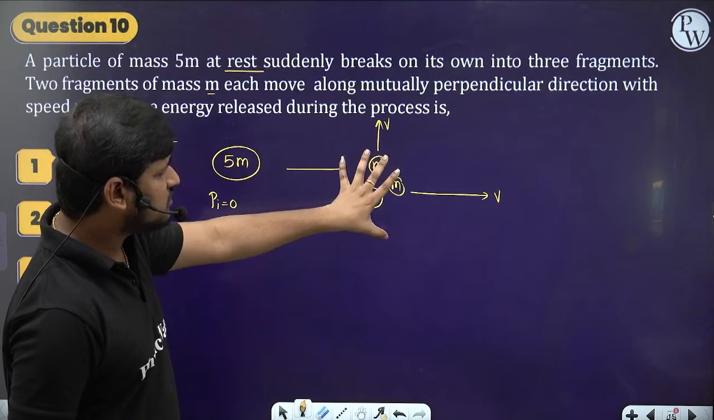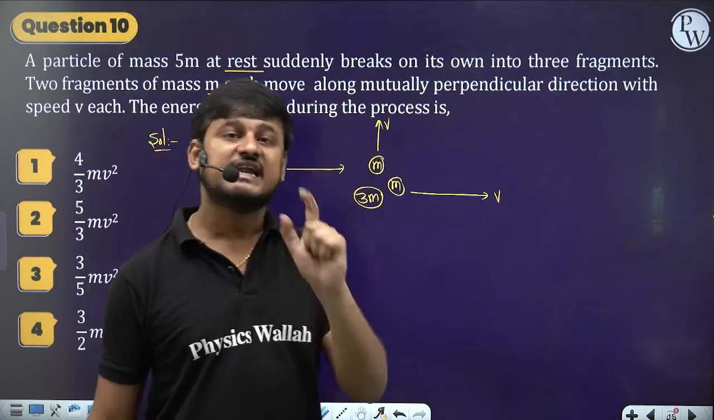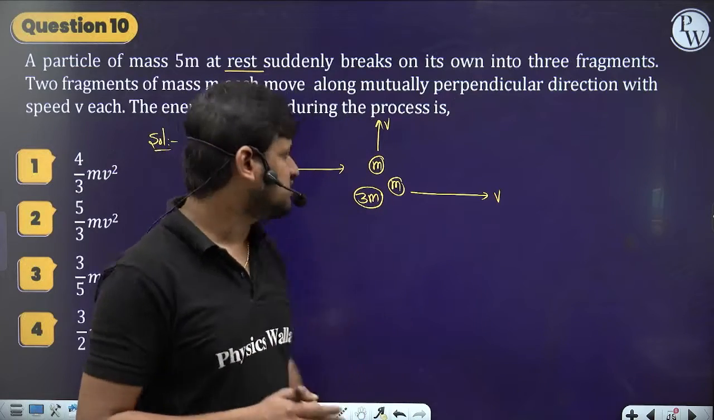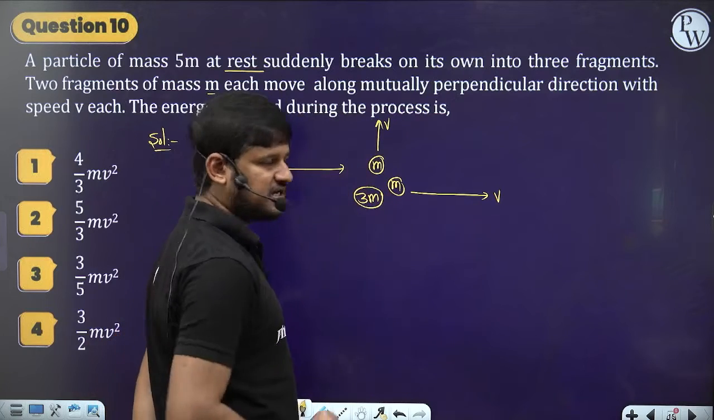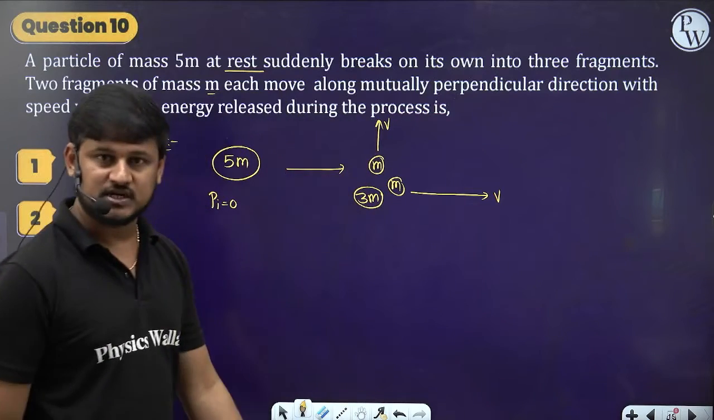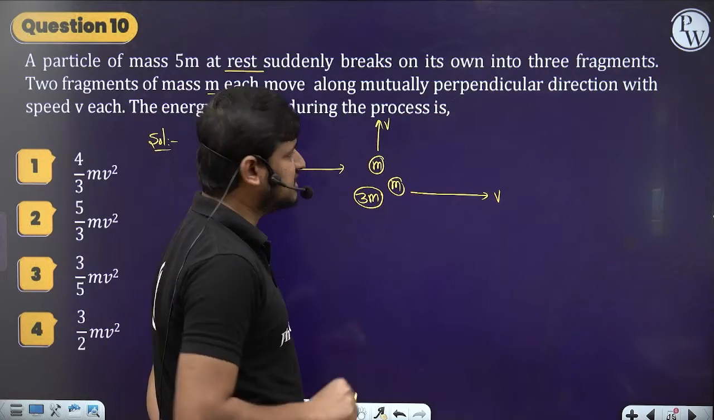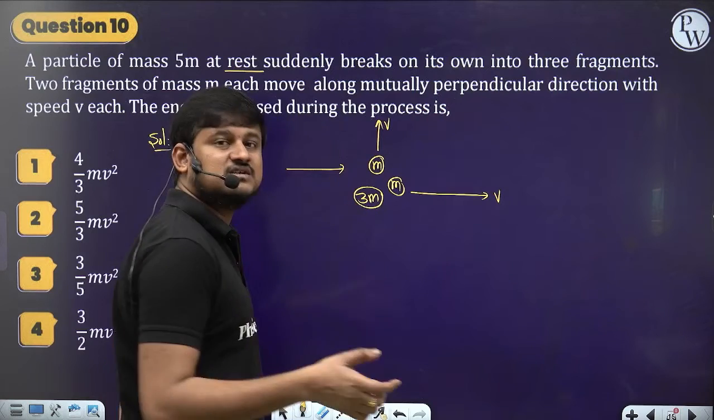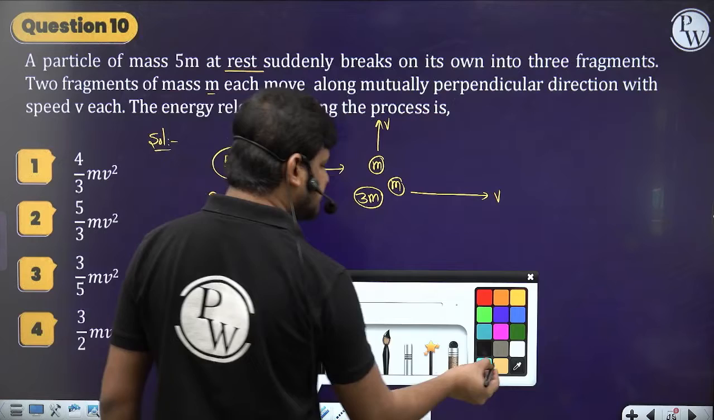As the three are moving, what kind of energy do they possess? They possess kinetic energy. So the total energy released in this process will be the kinetic energy of the first mass, plus the kinetic energy of the second mass, plus the kinetic energy of the third mass. We know the velocities of the first and second masses, but we don't know the third mass's velocity. How do we find it? Just by the conservation of linear momentum.